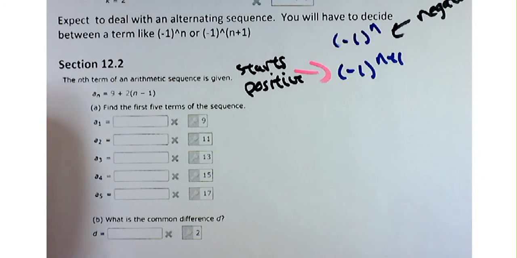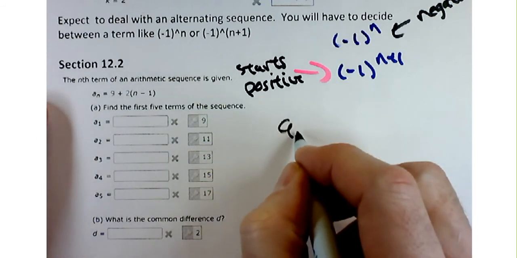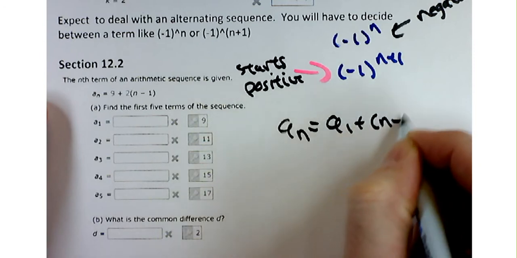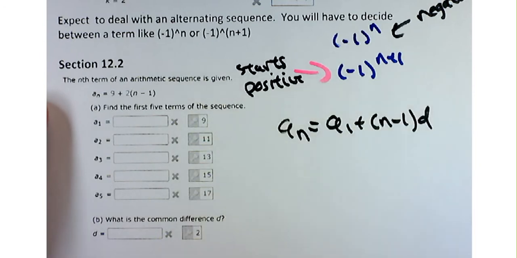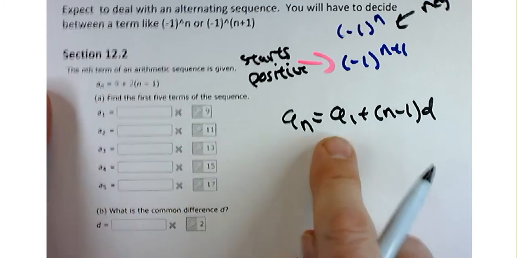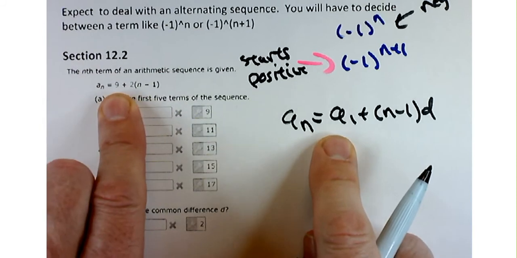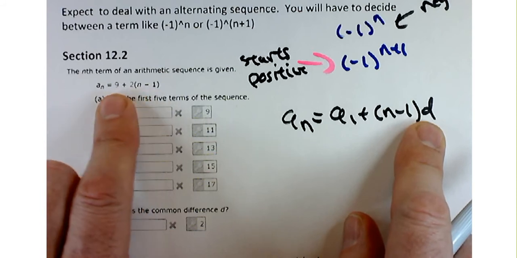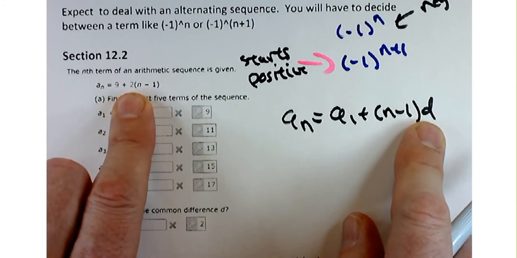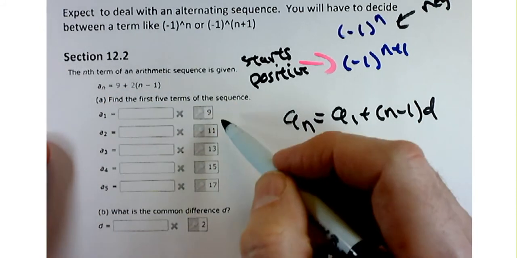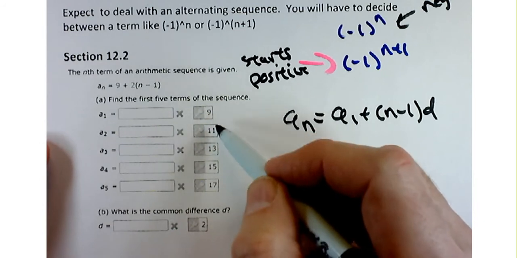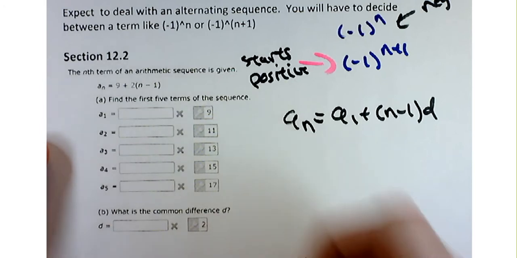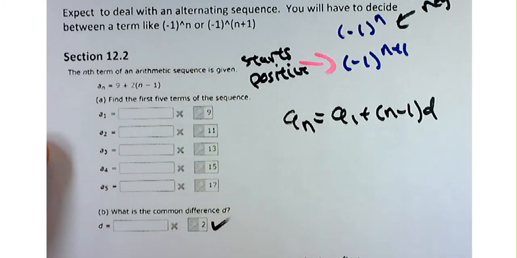Arithmetic sequence, you should definitely have a bunch of formulas memorized. a sub n is a sub 1 plus n minus 1 times d. That one gets you out of a lot of trouble. In fact, a sub 1 here is 9, d is 2. That's your first term. That's your common difference. Take a look here. Here's your common difference. 9, 11, 13, 15, 17, 19, etc. Common difference of 2.